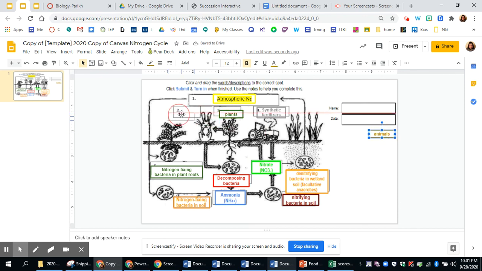And the reason that this is so important is because we have proteins and DNA that are made up of nitrogen. So that's our main reason for knowing the nitrogen cycle. We have bacteria that help cycle it.